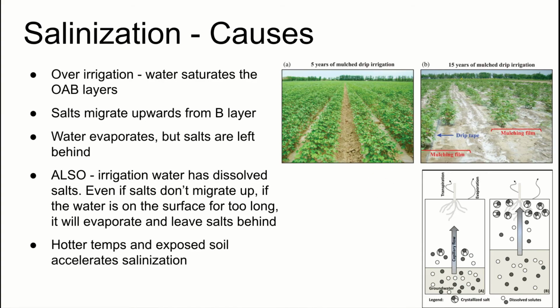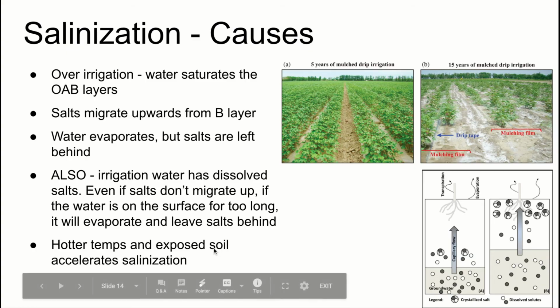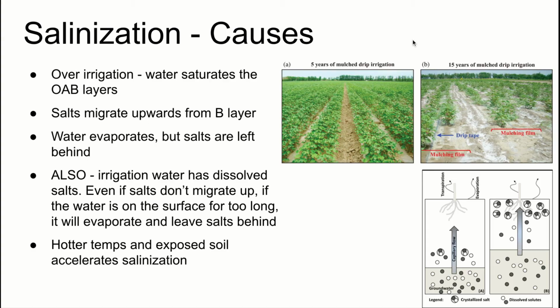There's a couple things that will speed up salinization. High temperatures and exposed soil are the two big ones. The hotter it is, the more evaporation, so the more salts will be left behind because of that evaporating water. And the more exposed soil, again, the greater the likelihood that water will be evaporating straight from the surface. Exposed soil tends to be hotter, so water will evaporate faster.